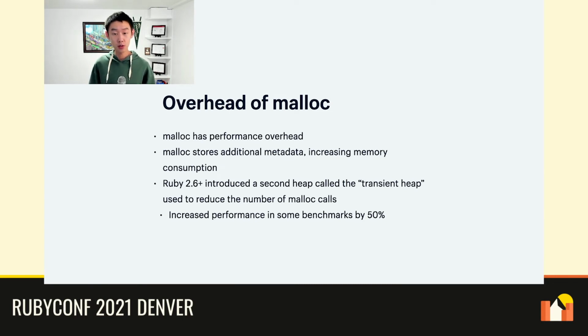Ruby 2.6 introduced a second heap into Ruby called the transient heap that aims to speed up Ruby by reducing the number of malloc calls. It was successful in improving performance, and some benchmarks saw performance improvement by up to 50%. However, the transient heap has technical limitations and cannot be a true malloc replacement.